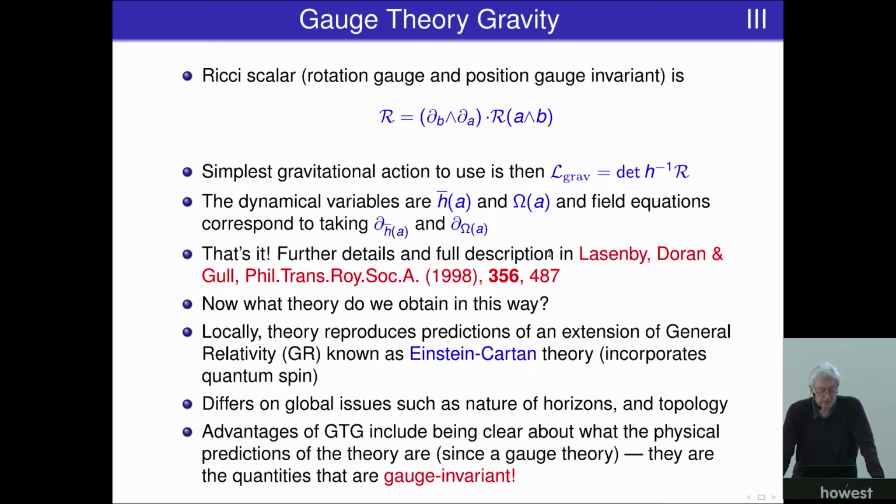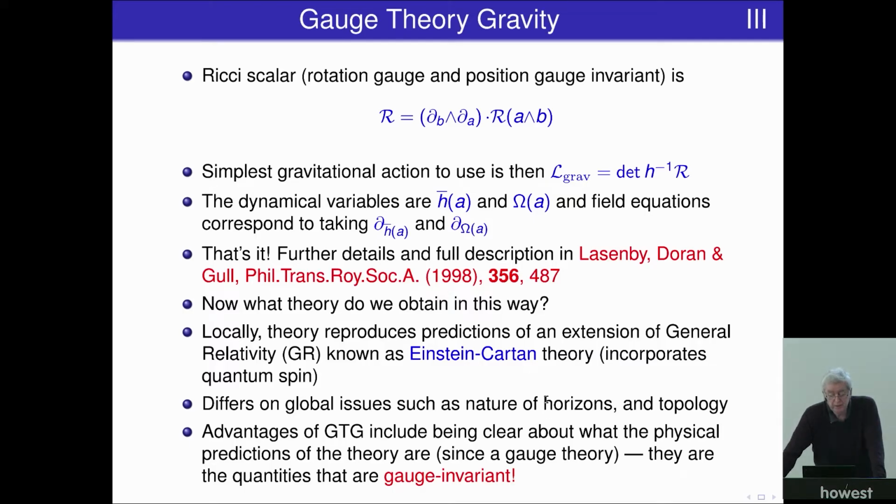We first did this back in the 90s, and there's a full description in this paper here. What theory do you get in this way? Well, basically, it reproduces the predictions of an extension of general relativity known as the Einstein-Cartan theory, which incorporates quantum spin. You can see that's going to happen because we started with the Dirac equations, so of course we're going to be able to incorporate spin. But basically, because it works in this gauge theory sense in a flat background space-time, it differs on global issues such as the nature of the horizons and topology.